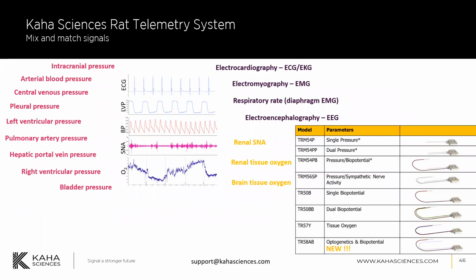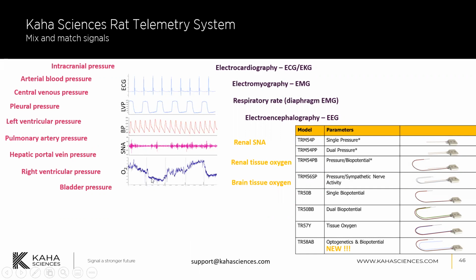As I said, you can mix and match your oxygen signal here with another telemeter. So you might choose to record tissue oxygen in the kidney with blood pressure and renal sympathetic nerve activity using a SNA telemeter, blood pressure SNA telemeter, and the tissue oxygen telemeter.